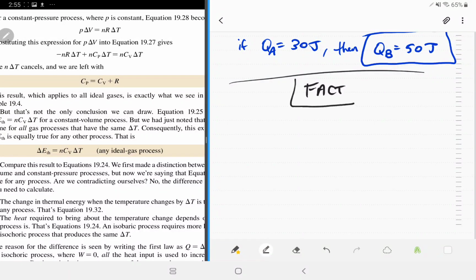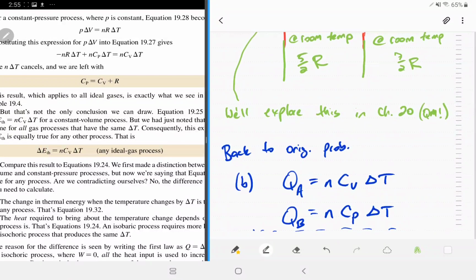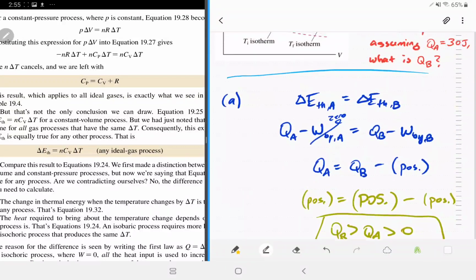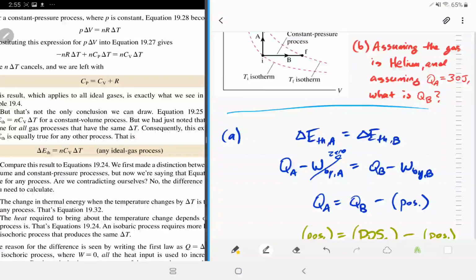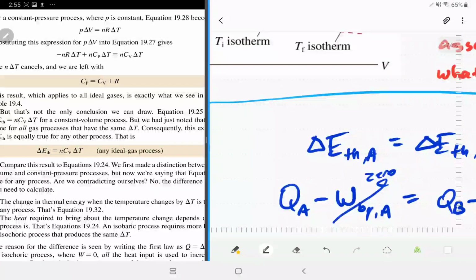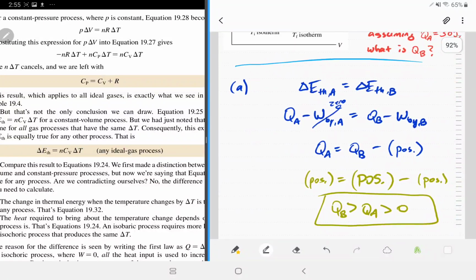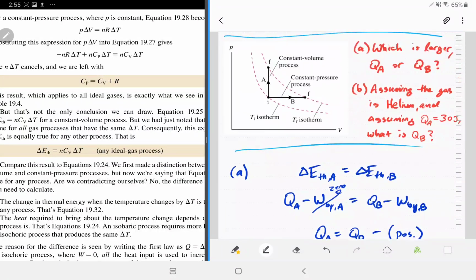Not facts, just one fact. An isochoric process is a very special process in that W is 0. So Q for an isochoric process is equal to delta E, and delta E is the same for any process that has the same delta T. Remember, E is a function of T alone.